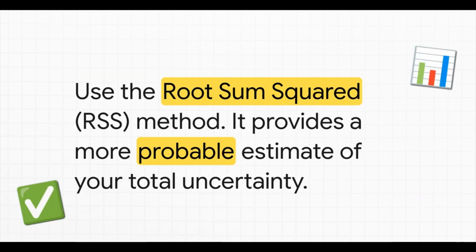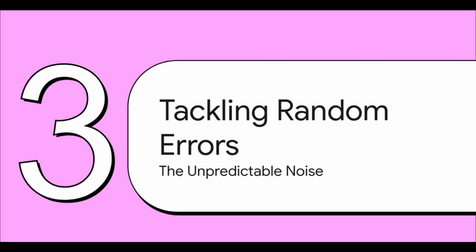A much more realistic and, frankly, more common approach is the root sum squared method. The logic here is simple. What are the chances that every single one of your errors is at its maximum value, all at the same time, and all pushing in the same direction? Pretty darn low, right? So this method accounts for that probability, giving you a much more useful and realistic picture of your likely error.